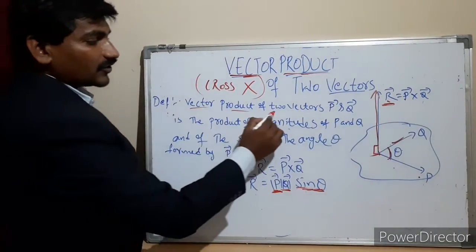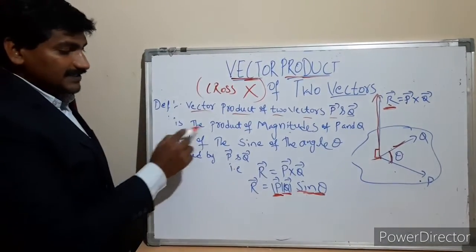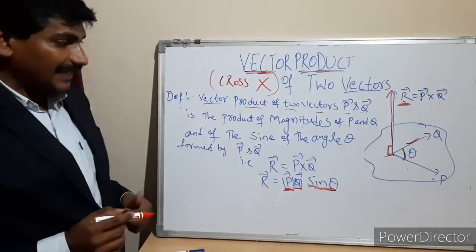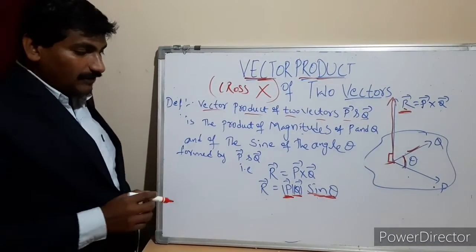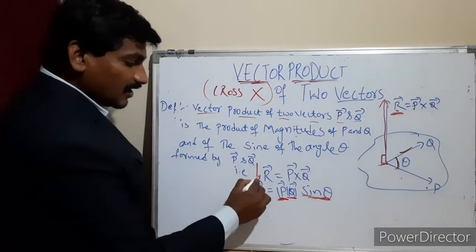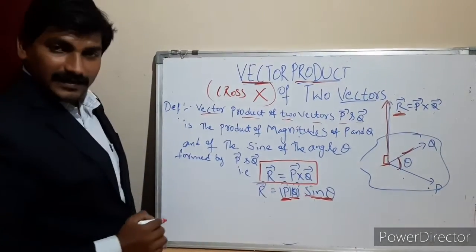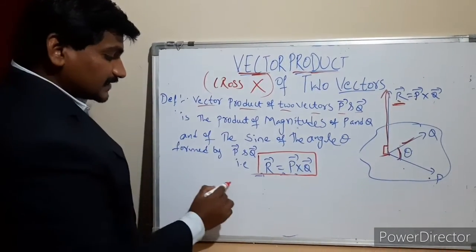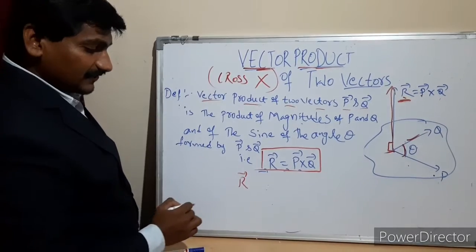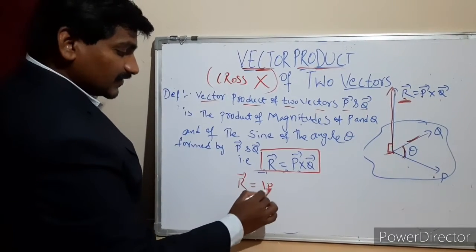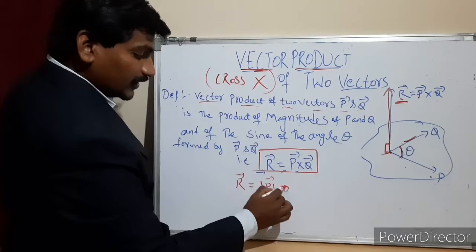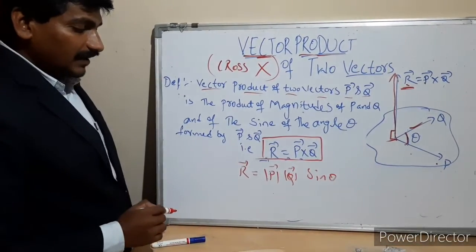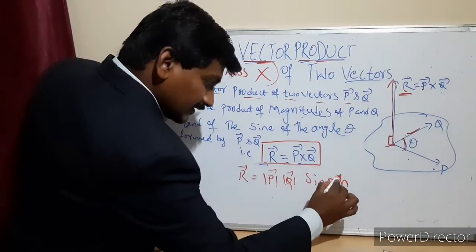So the vector product of two vectors P and Q is the product of the magnitudes of P and Q and of the sine of the angle theta between them, which can be expressed as R equal to P cross Q. The other way, in terms of magnitude, we can write very clearly: R equal to modulus of P, modulus of Q, sine theta, and at times we will write n cap also.